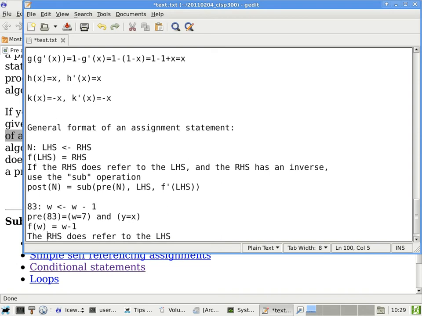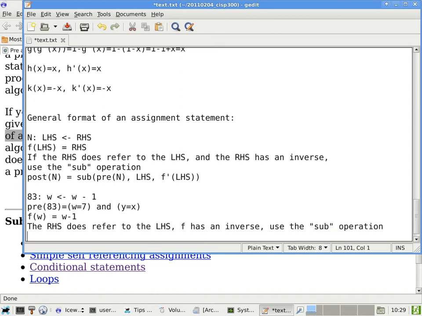Okay, grammar. Does f have an inverse? Yes. Okay. F has an inverse. Use the sub operation. Okay. So the sub operation is just this part here.